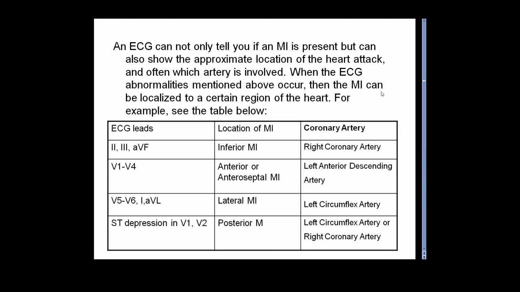An ECG can not only tell you if an MI is present, but can also show the approximate location of the heart attack and often which artery is involved. When the ECG abnormalities mentioned above occur, then the MI can be localized to a certain region of the heart. For example, see the table below. Changes in leads II, III, aVF are characterized by development of inferior MI, usually from obstruction of the right coronary artery.